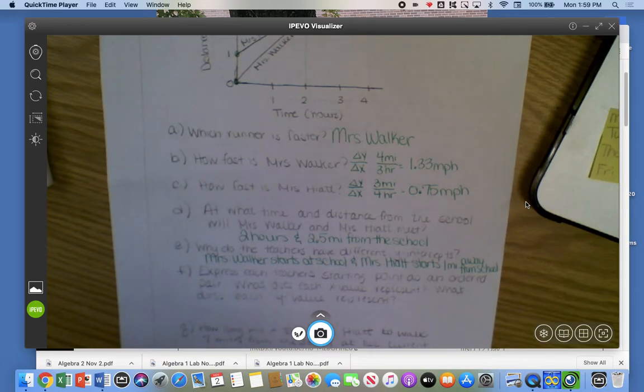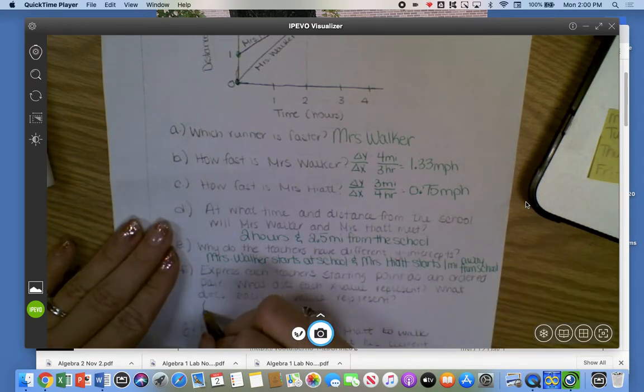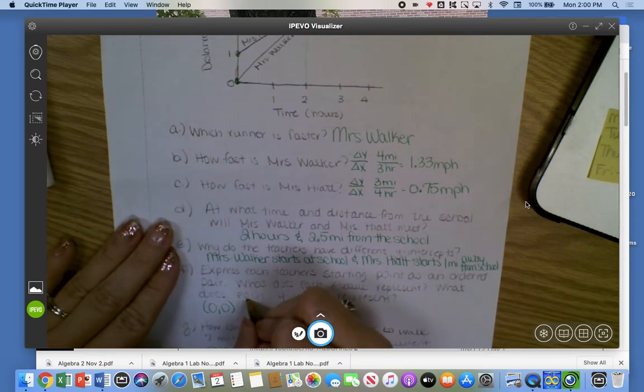All right, it says express each teacher's starting point as an ordered pair. My starting point is 0, 0. And the X value represents the time.